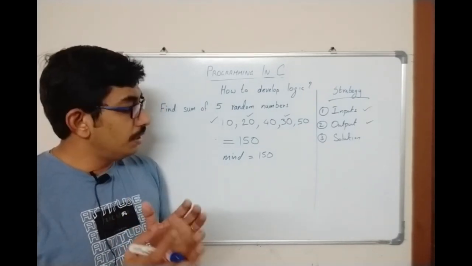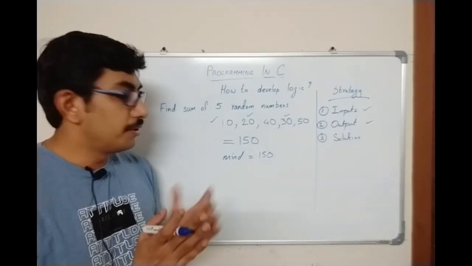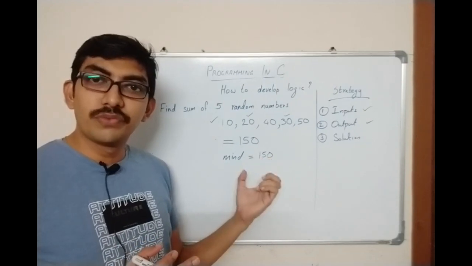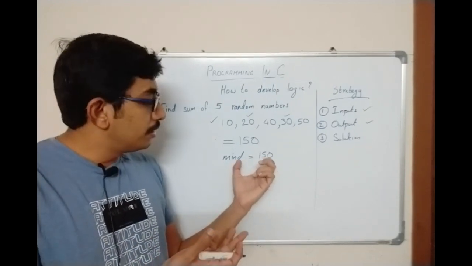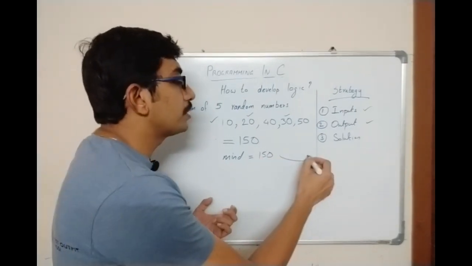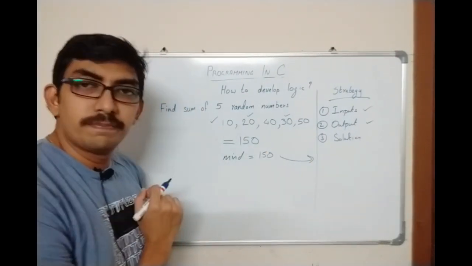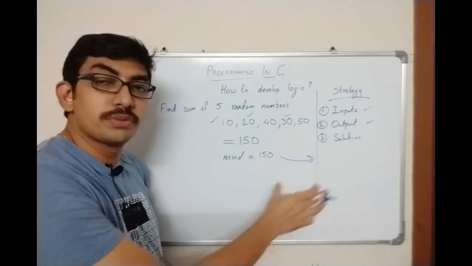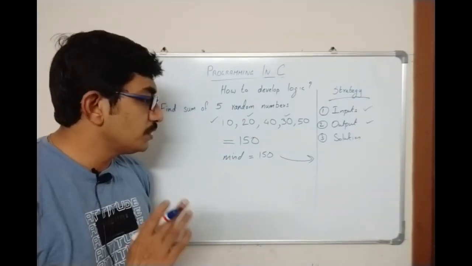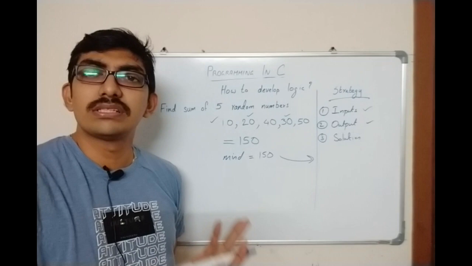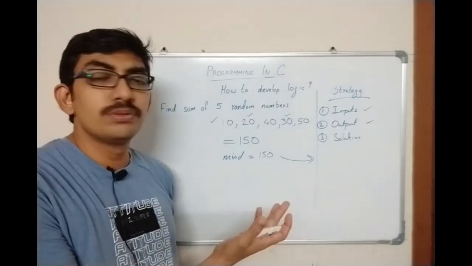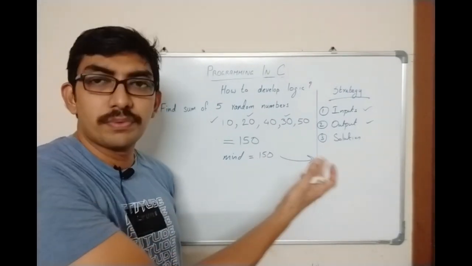Now we have the solution, or we know how we have calculated it. Now we have to convert that into C code. For converting the logic into a C program, first we have to know what all the structures are which are needed to write it in a C program.